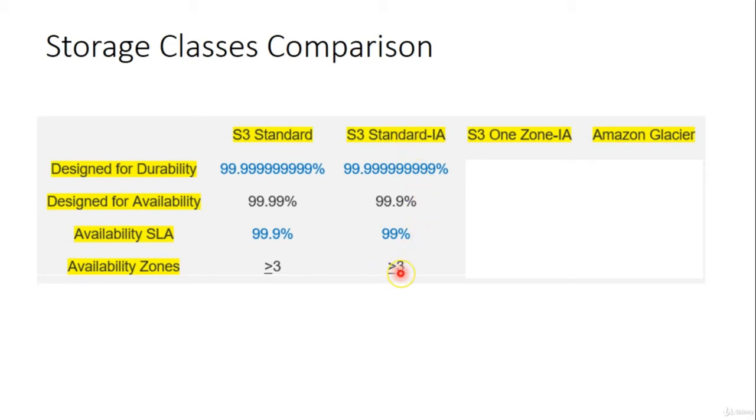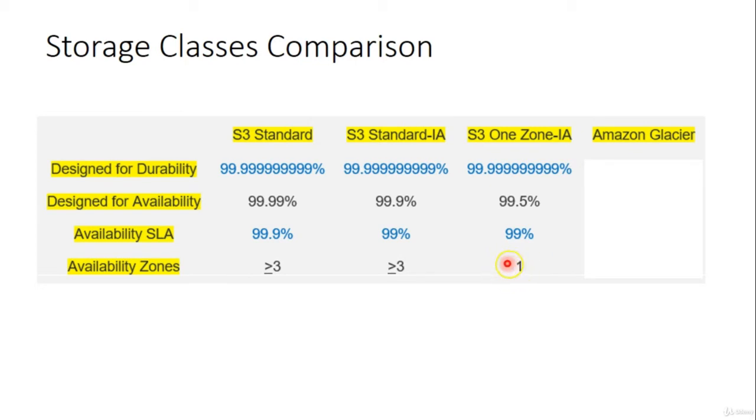The number of availability zones where the data is replicated is the same as S3 standard, that is greater than or equal to 3. So S3 standard IA differs only in case of availability. It has lower availability than S3 standard. Now let us see S3 one zone IA. You can think this is quite similar to standard IA, but with a lower number of replication in availability zones.